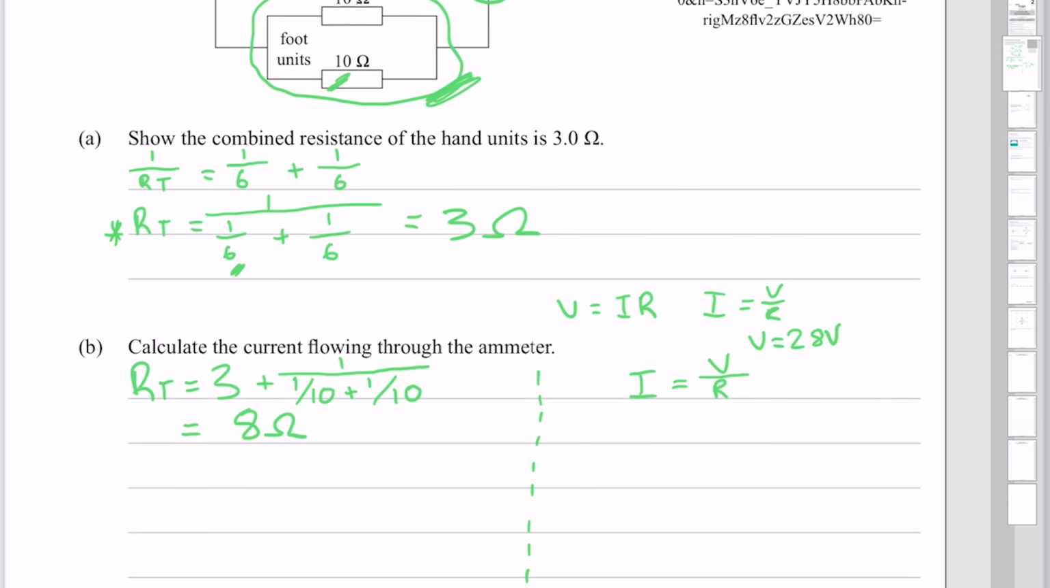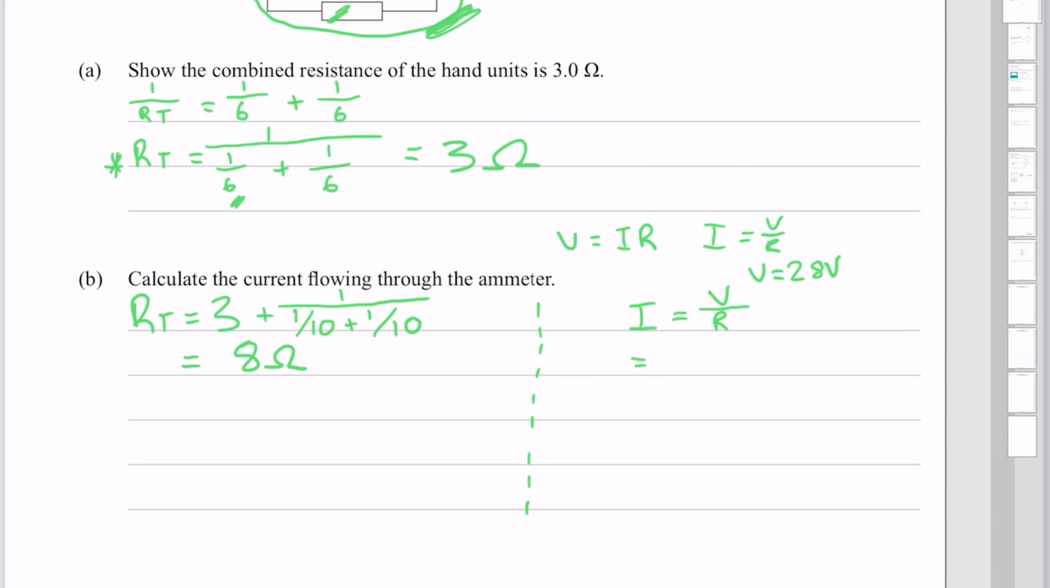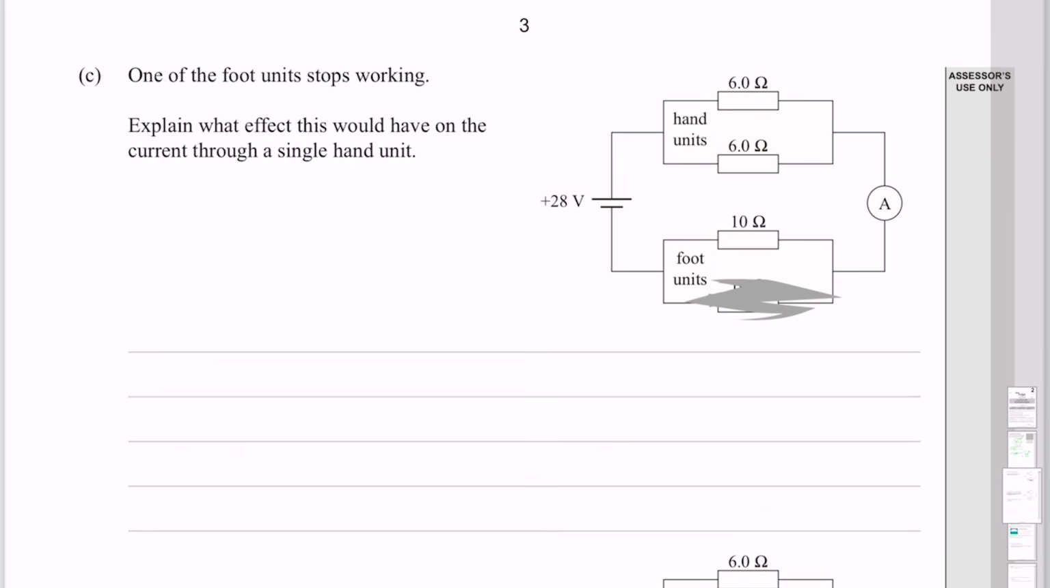Putting our numbers into our equation over here gives me 3.5 amps. Question C. One of the foot units stops working. Explain what effect this would have on the current through a single hand unit.